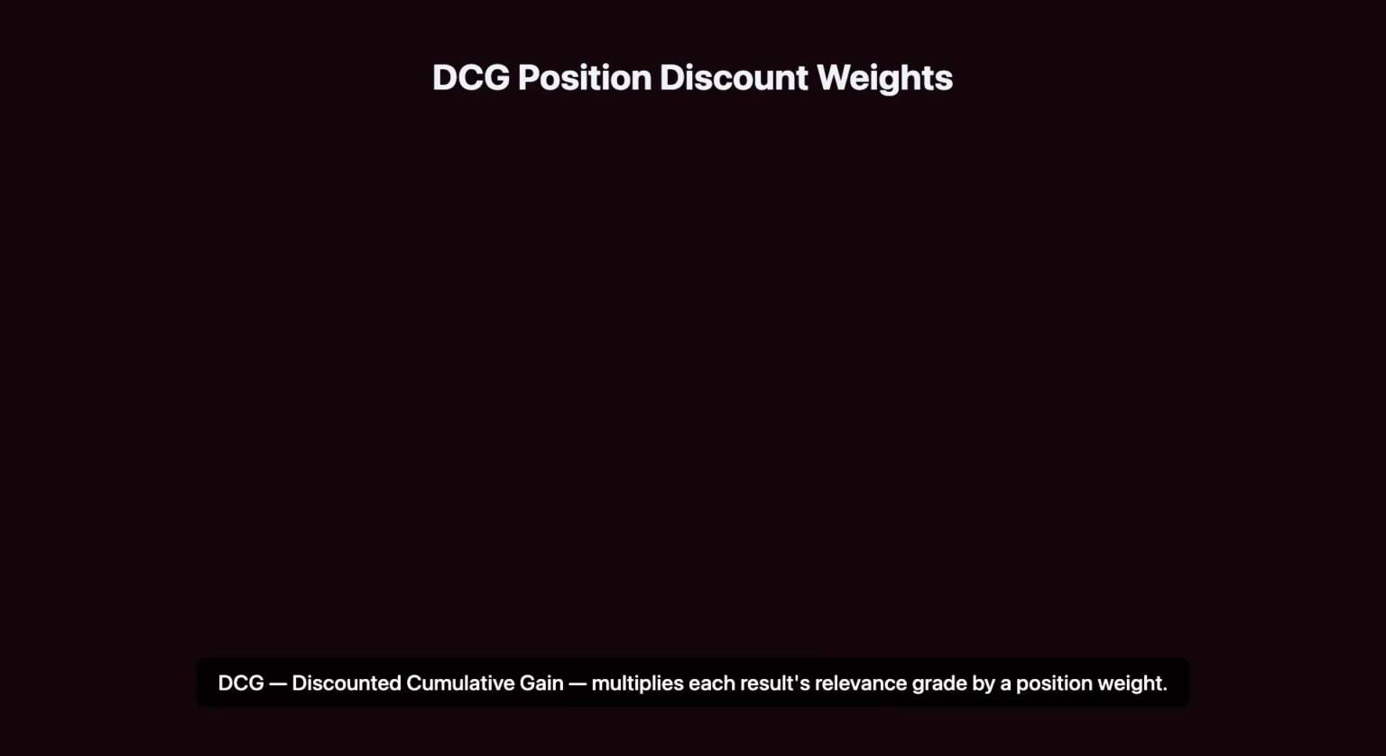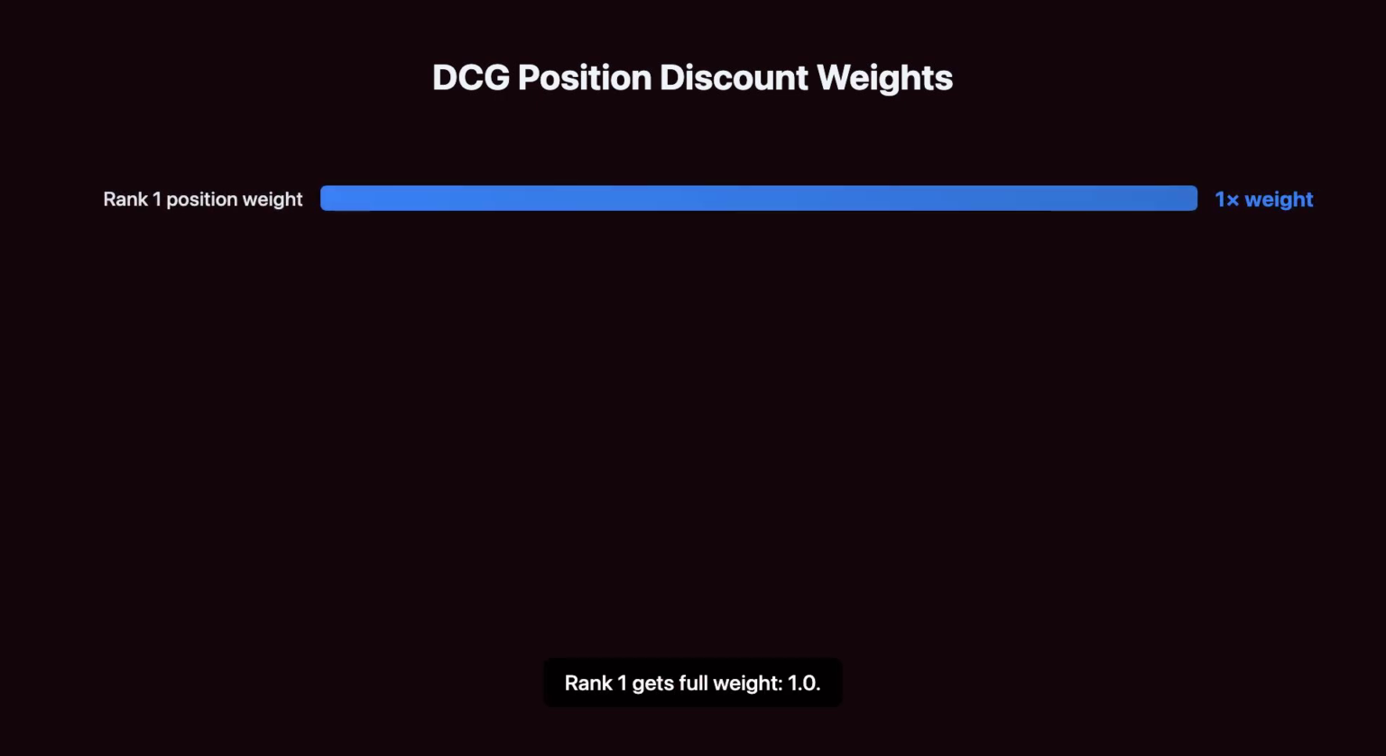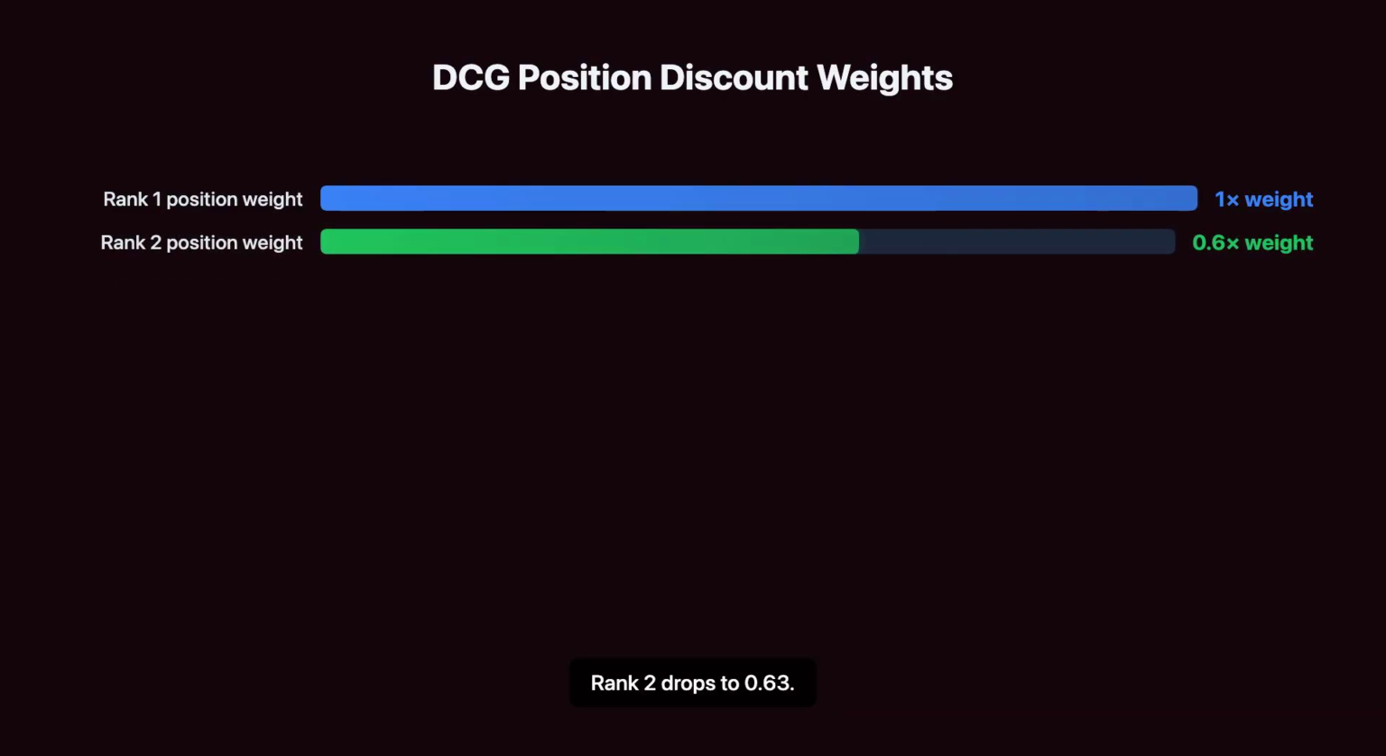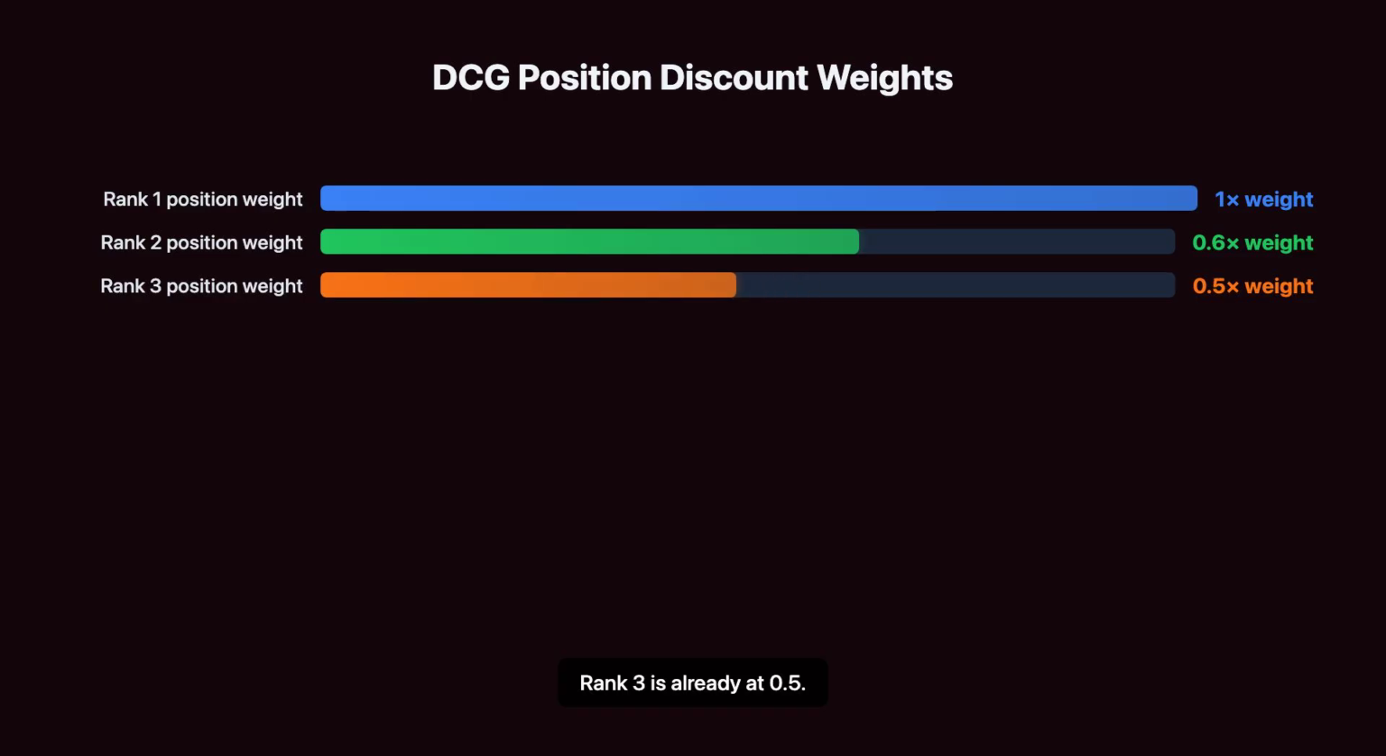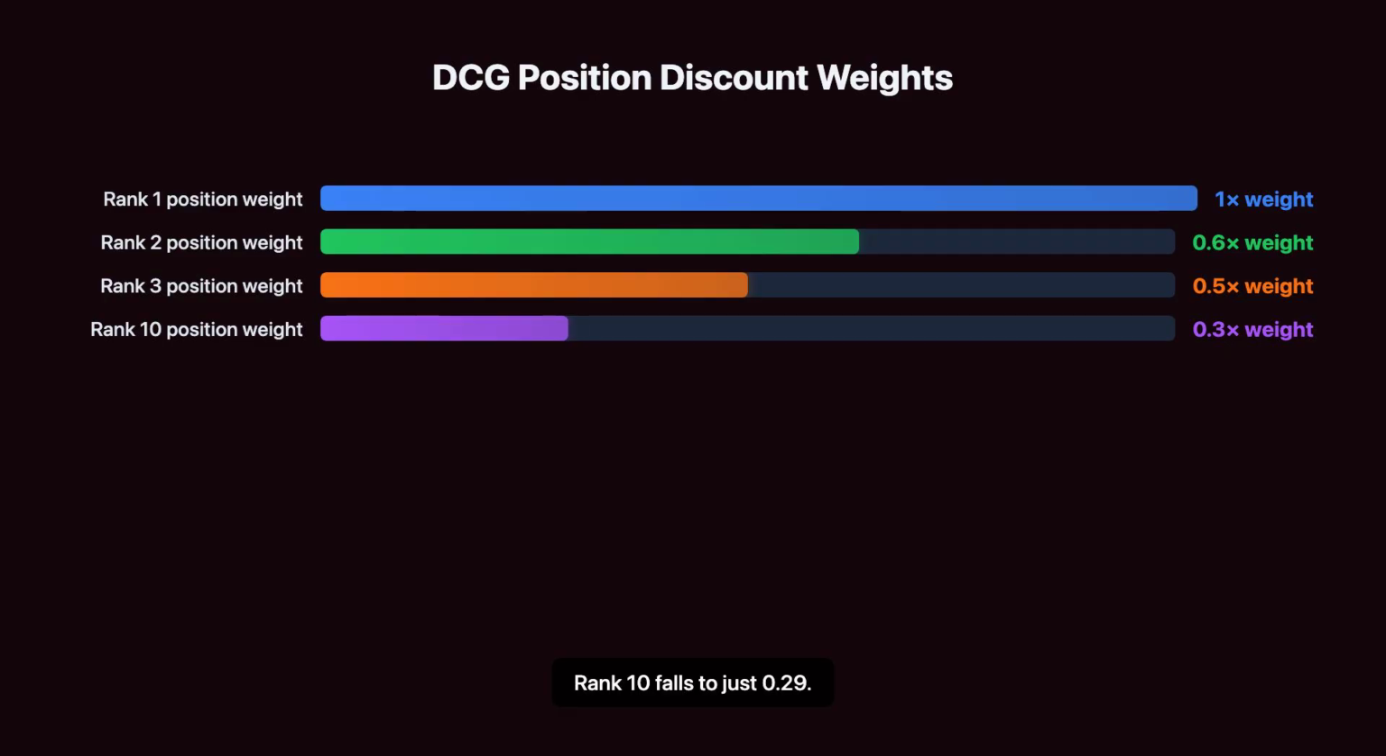DCG, discounted cumulative gain, multiplies each result's relevance grade by a position weight. Rank 1 gets full weight, 1.0. Rank 2 drops to 0.63. Rank 3 is already at 0.5. Rank 10 falls to just 0.29. A grade 3 article buried at rank 10 is worth less than a mediocre one at the top. NDCG normalizes that score to 0 to 1, so you can compare queries fairly.